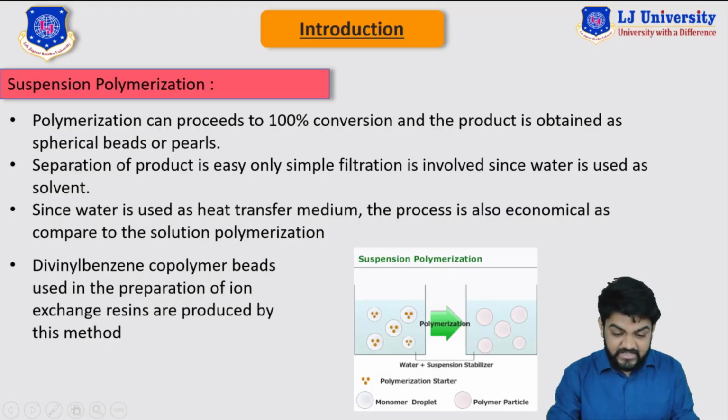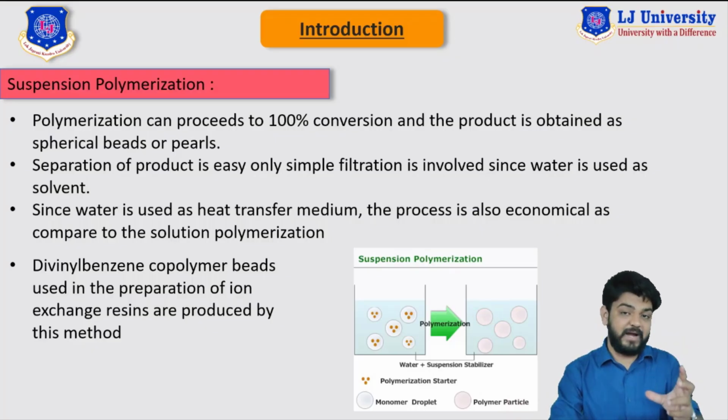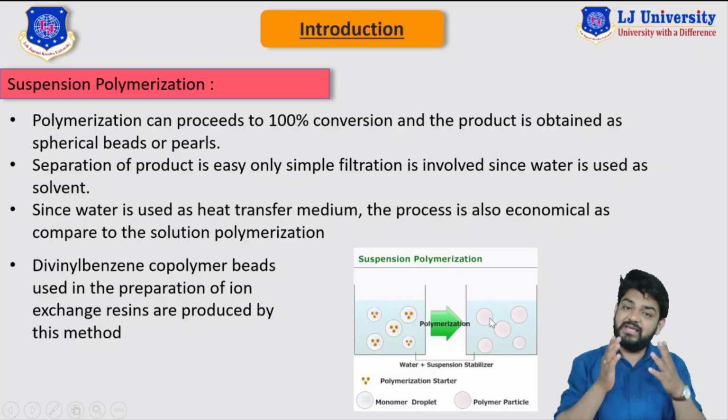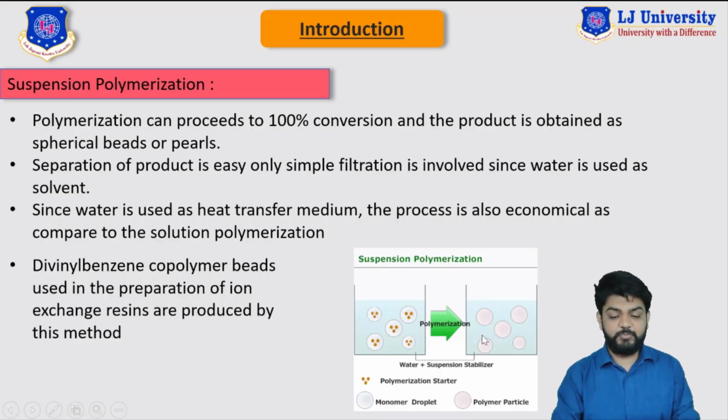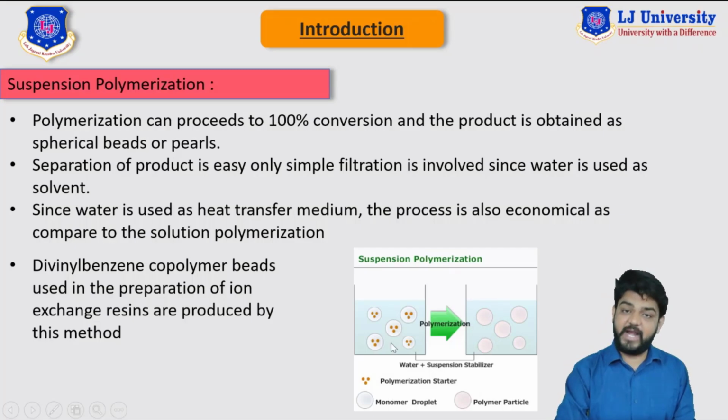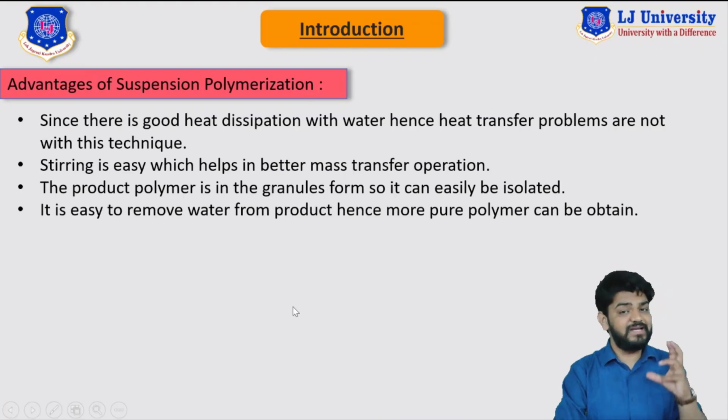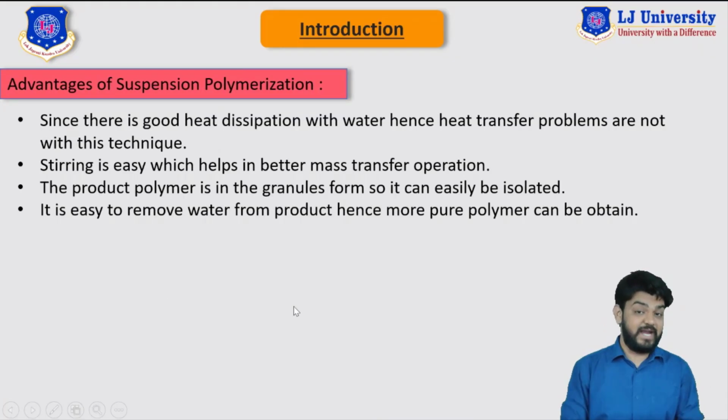So in this you can see here that this entire mixture or this droplet will represent your polymer particle, and that polymer particle can be easily separated out with the help of simple filtration, in which water will be drained out and our polymer particle will be retained on the upper layer, or we can say on the filter paper, as these polymer particles are clearly separated in the form of beads or granules. Now let's quickly discuss the different advantages and disadvantages of this suspension polymerization.